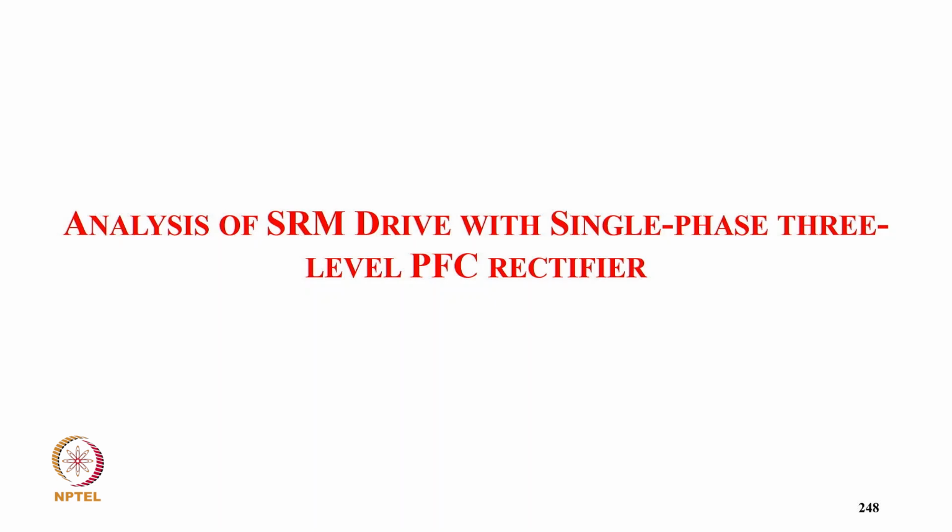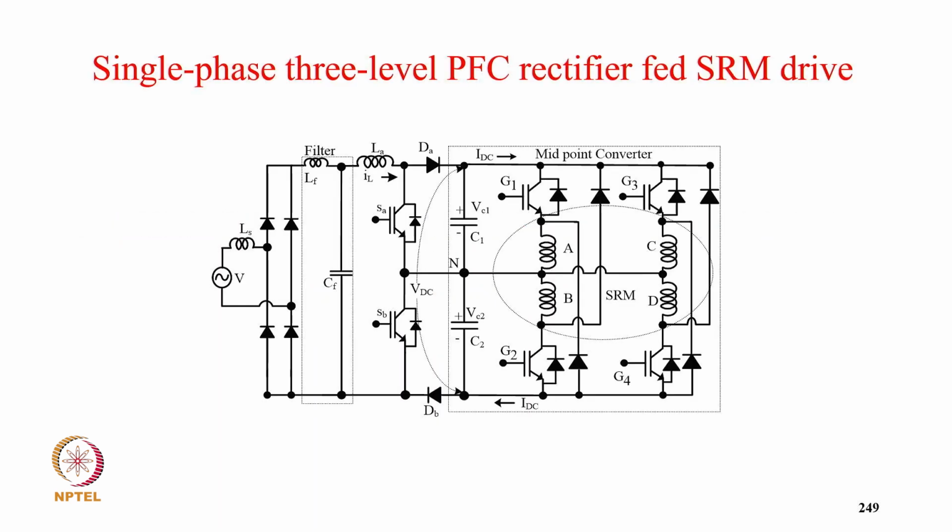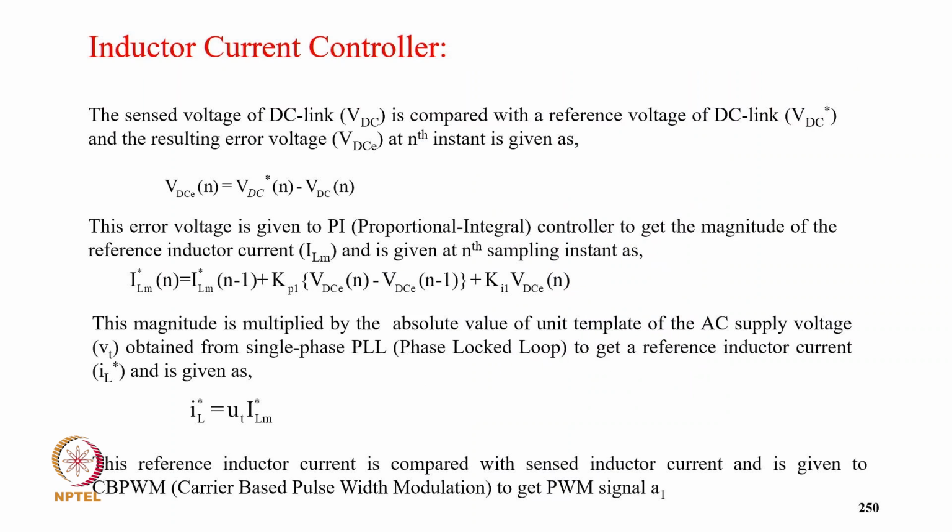Now coming to analysis of SRM drive with single-phase 3-level power factor correction converter rectifier. So this is typically the first topology, single-phase 3-level PFC rectifier. So after the diode rectifier, we have an LC filter, then inductor, and then 2 switches with 2 diodes to give a midpoint, and the 4-phase SRM.